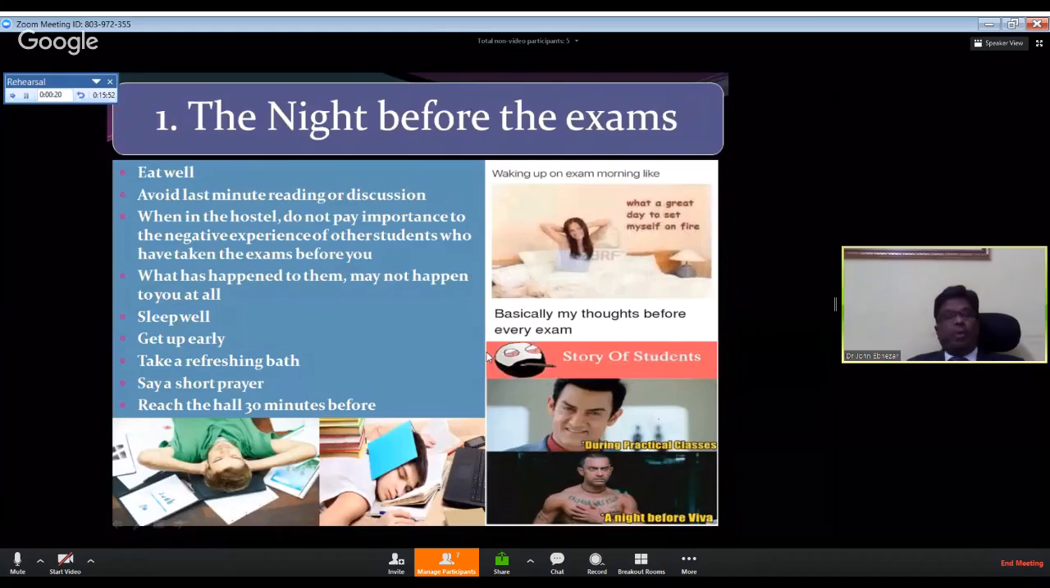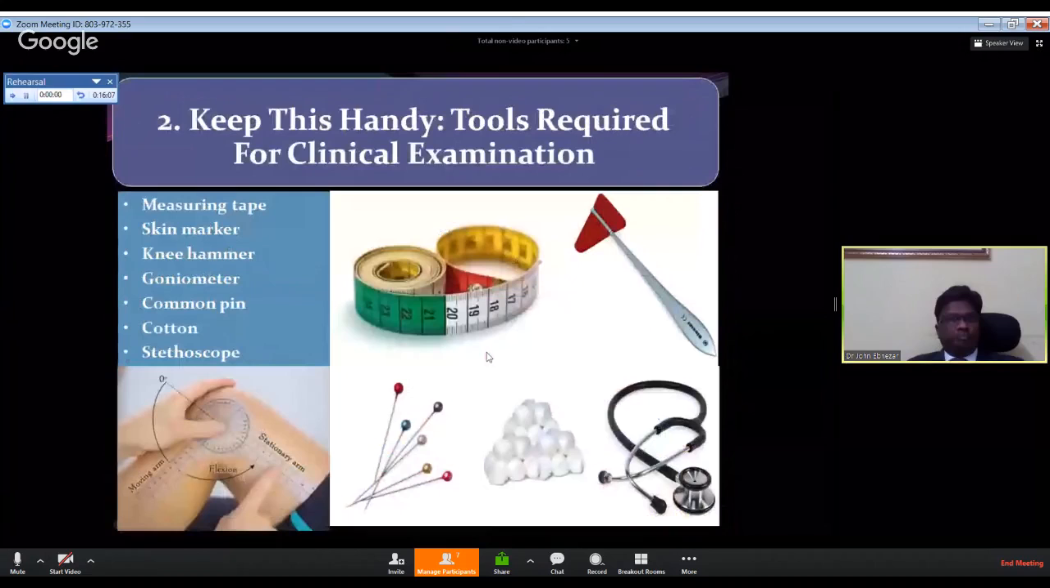Don't get bogged down by their misfortunes or misadventures. What has happened to them has nothing to do with you. Sleep well. Get up early in the morning, take a refreshing bath, say a short prayer, and reach the hall 30 minutes before. And keep these things handy.